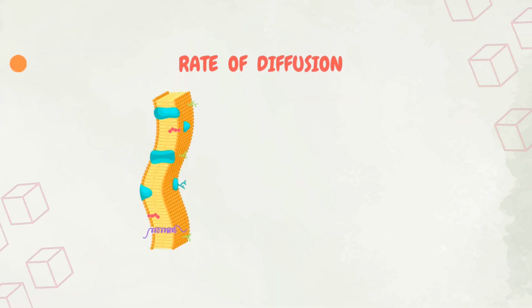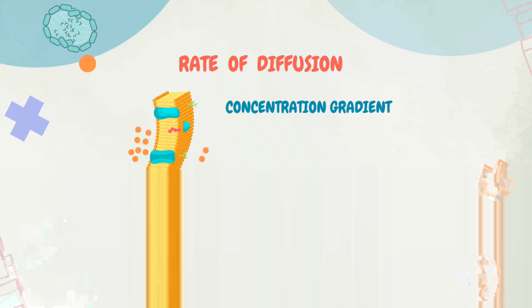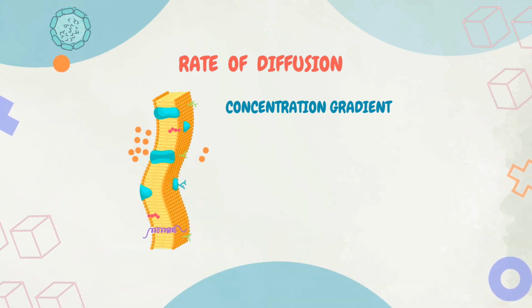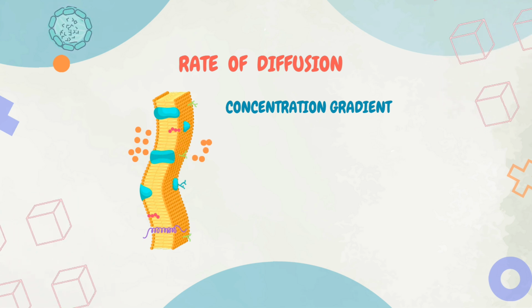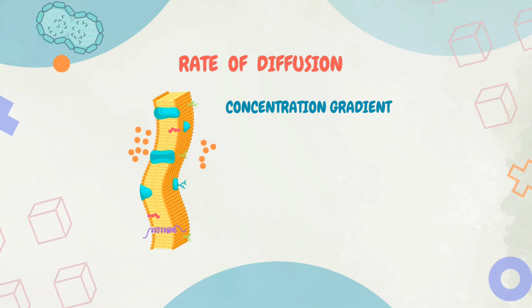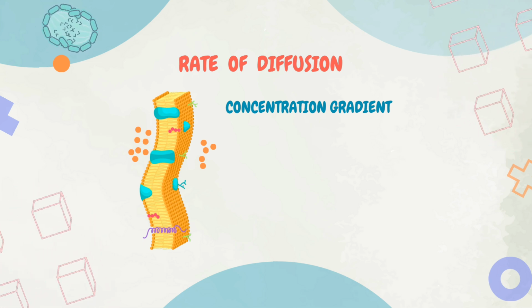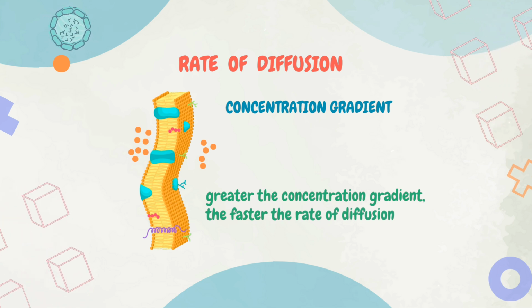The second factor that affects the rate of diffusion is the extent of the concentration gradient. Concentration gradient is the difference in concentration between two regions. If the oxygen concentration is higher outside the cell than inside, it diffuses across the cell membrane faster than if the inside and the outside concentration were equal. Therefore, the greater the concentration gradient, the faster the rate of diffusion.